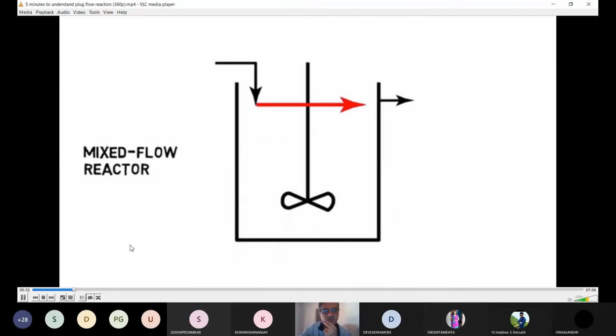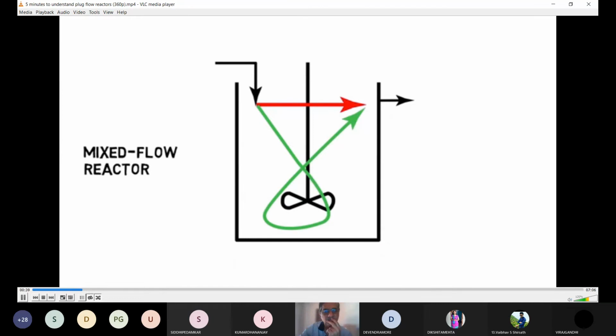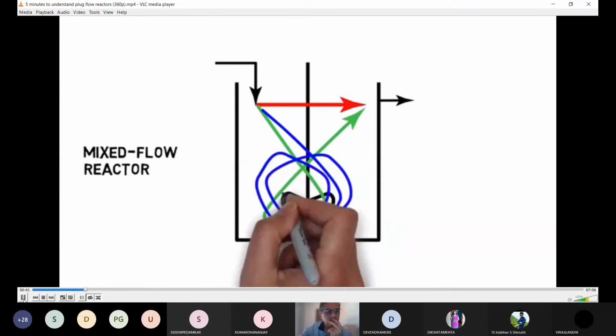Of the raw material have a very short residence time inside the reactor. Others spend a slightly longer time in the reactor before exiting, and yet others have an extremely long residence time.